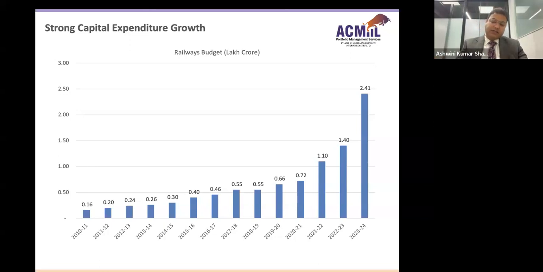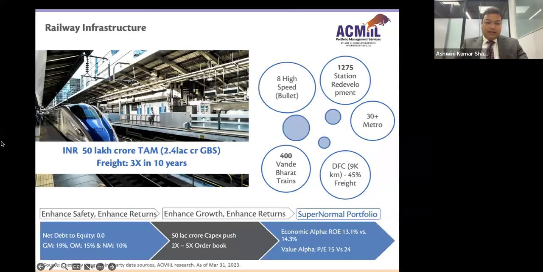The actual investments that happen are significantly higher. Like last year, when the GBS was around 1.4 lakh crore, the actual investment on infrastructure was nearly 3 lakh crore, because the companies raised public money as well, and there is money provided by the financing arm and things like that. This year also we expect this to be 4 lakh crore and more.